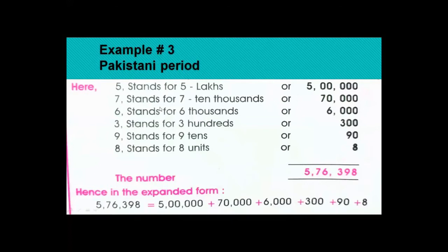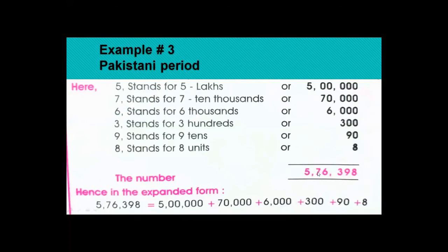Now 7 stands for 70,000. And 6 stands for 6,000. So how many zeros are there in 1000? 3 zeros in 1000. Then 3 stands for 300. So 3 represents 300. Now come to the tens. 9 comes at the place of 10, so we write 90. And 8 comes at the place of units, so we write 8 as it is.